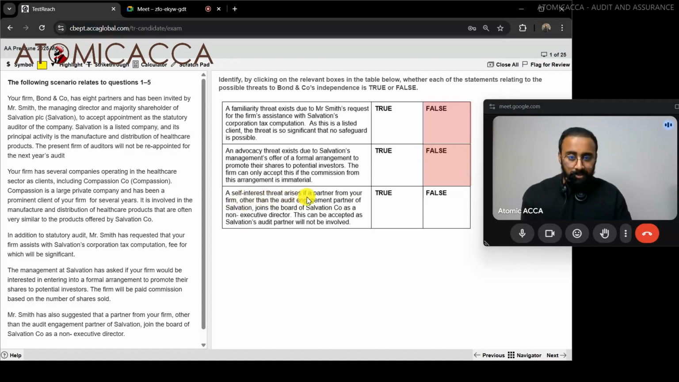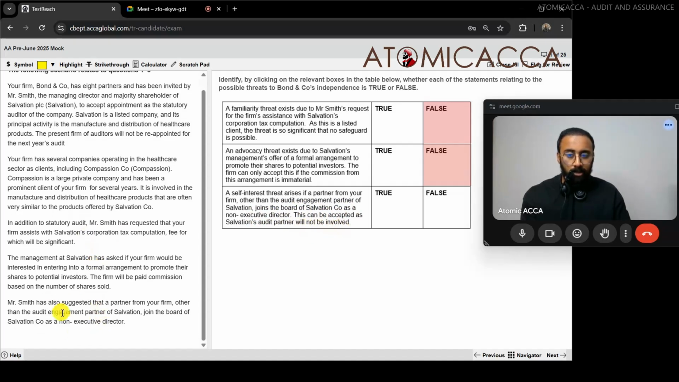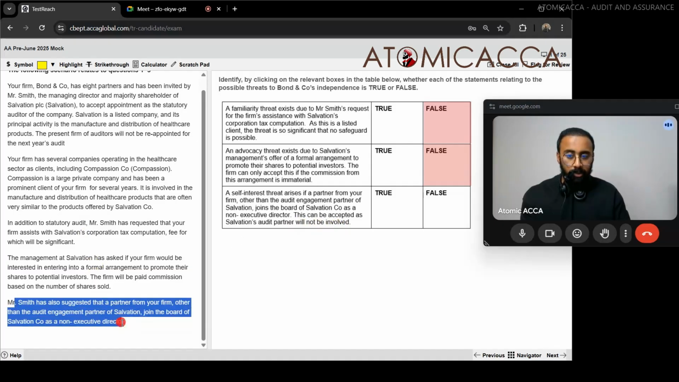Self-interest threat arises if a partner from your firm, other than the audit engagement partner of Salvation, joins the board of Salvation company as an NED. This can be accepted as Salvation's audit partner will not be involved. We told earlier over here, this is the point. First thing, it's not self-interest threat that will come up. There will be a familiarity threat between these people. That is first problem over here. So that statement goes wrong because of that.